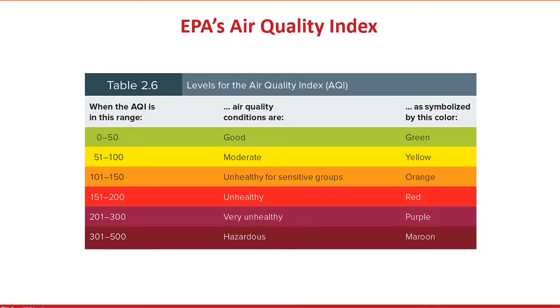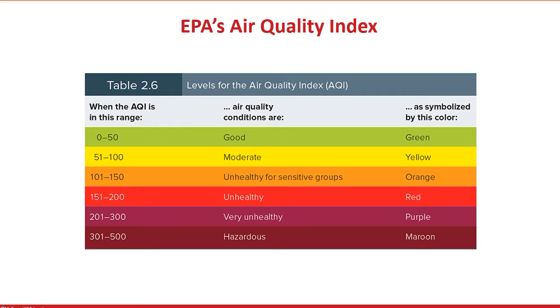When it's between 51 and 100, it's moderate, so it's a yellow color. There's some warning; you're seeing some higher levels of pollutants. When you're at 101 to 150, it would be unhealthy for sensitive groups. That would be people with asthma, older people, infants. It's orange. If you get above 150, you're unhealthy. If you get above 200, very unhealthy. And of course, if you're in the 300 to 500 range, you are considered hazardous.